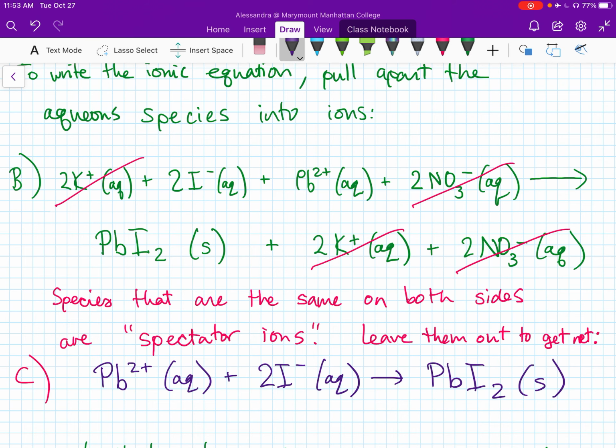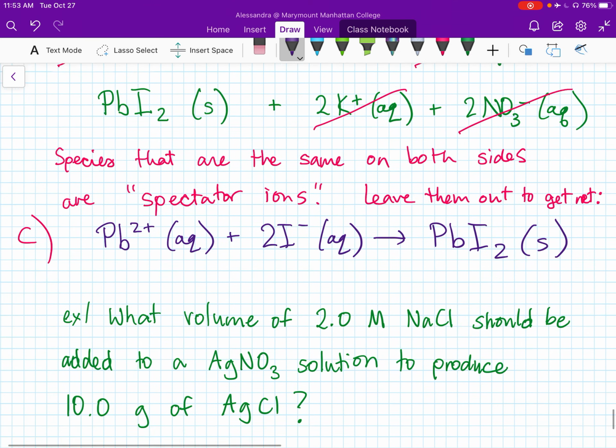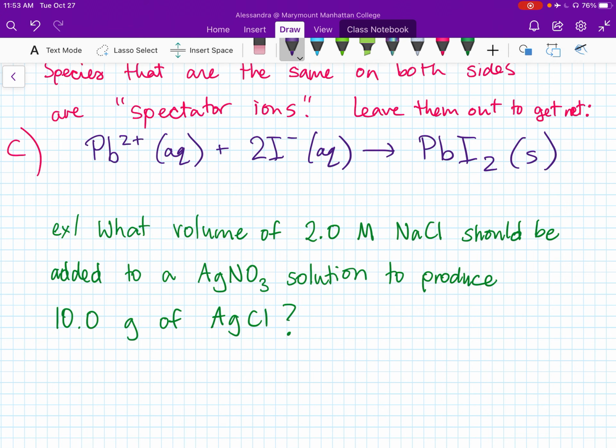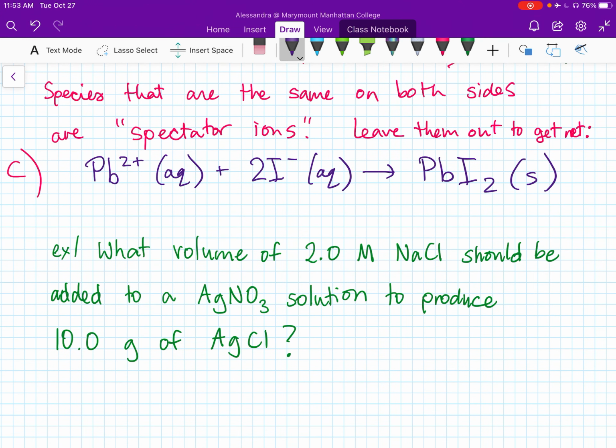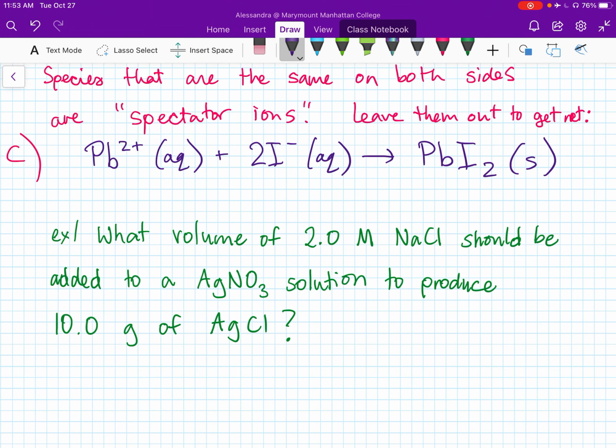So we can use this kind of information to do some stoichiometric calculations as well. You're going to see several problems in your homework where you have to both write down equations and then do some math. For example, what volume of 2 molar sodium chloride should be added to a silver nitrate solution to produce 10 grams of silver chloride? So you have to make a lot of inferences here, and it'll actually help you always to write the chemical reaction. So always, always, always write down the chemical reaction.